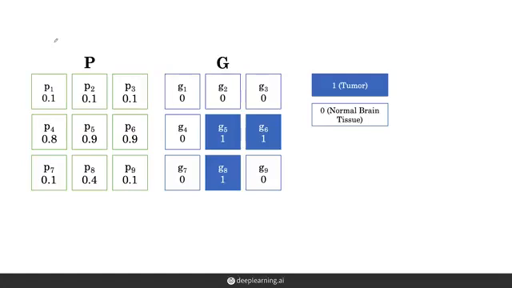Let's take a very simple example. In reality, we're going to have a much higher resolution image and we're going to be looking at a 3D volume, but our simple 2D example here will allow us to get a quick intuition. Here, capital P represents the output of the segmentation model on 9 pixels, where at each location we have the predicted probability of tumor. Capital G specifies the ground truth on each of these pixel locations. 3 of the 9 pixels are tumor, represented as 1, and the remaining 6 are normal brain tissue, represented as 0.